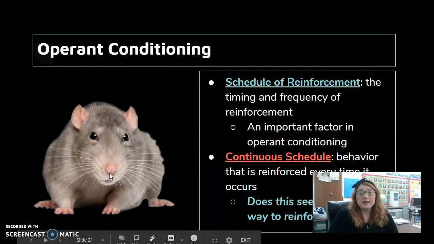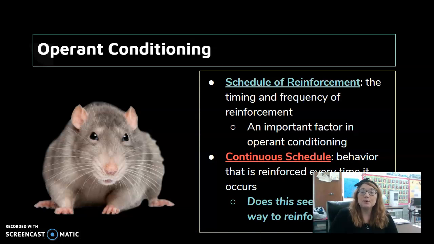Now, when we're looking at operant conditioning, it's important to understand that the timing and frequency of reinforcement is an important factor in conditioning. So a continuous schedule occurs when a behavior is reinforced every single time it occurs. So, for example, every single time the rat pulled the lever, he received a treat. Every single time a student raises their hand, they get a piece of candy. That sort of idea. That is a continuous schedule.